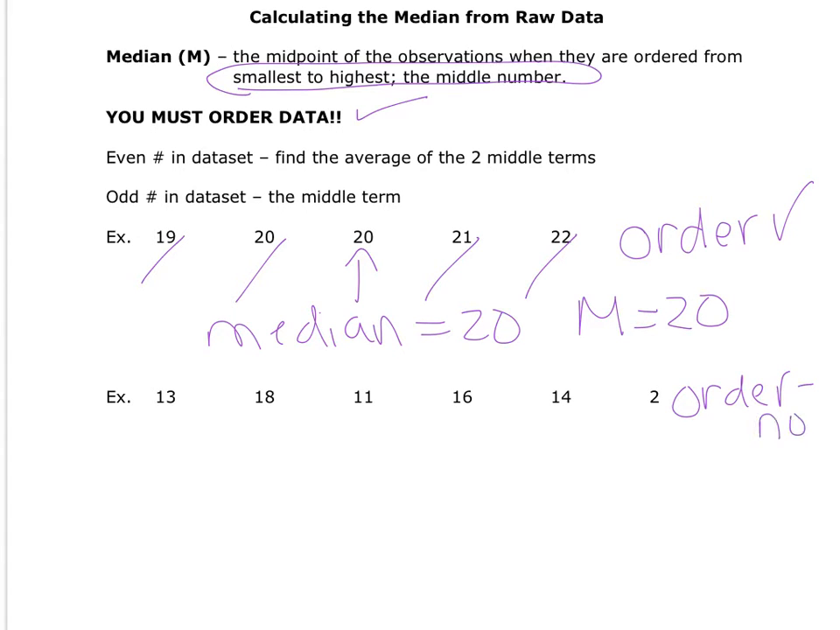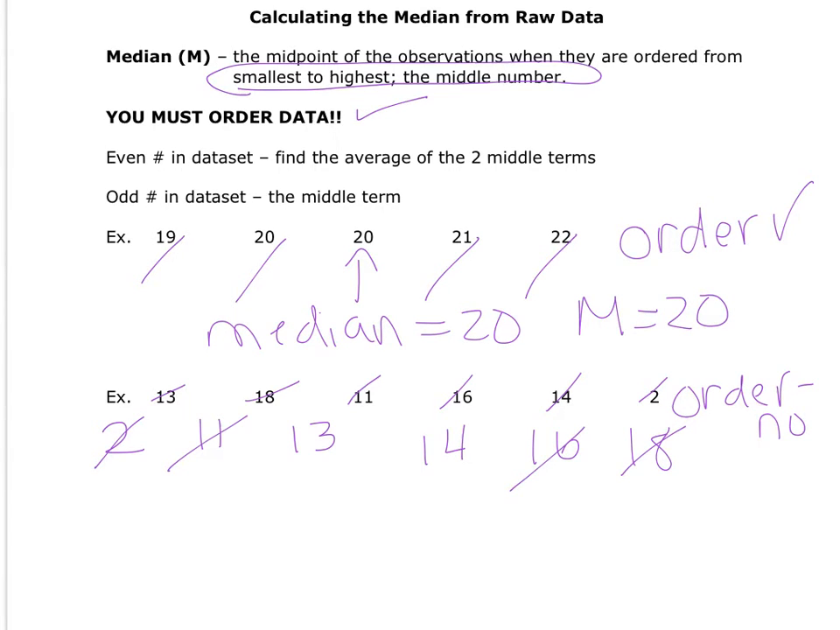So this next one, we ask ourselves, are they in order? And no, they're not, so I have to do that first. If I reorder them, I get 2, 11, I like to cross them off as I reorder them, 13, 14, 16, 18, that way I don't miss any. Then we can start crossing off.